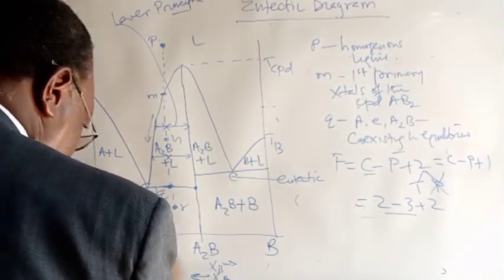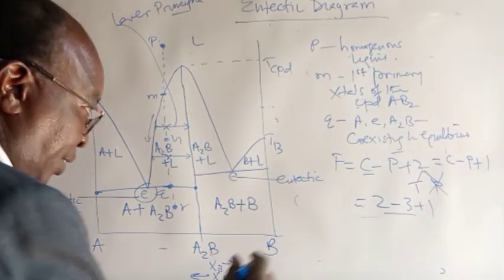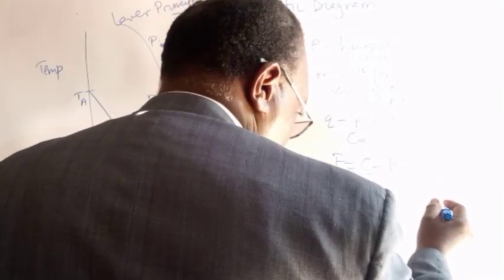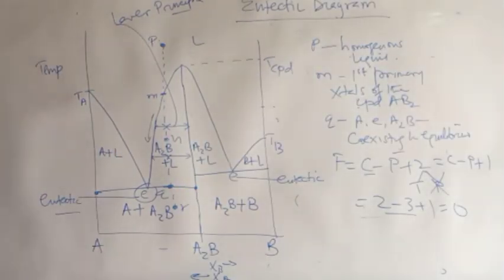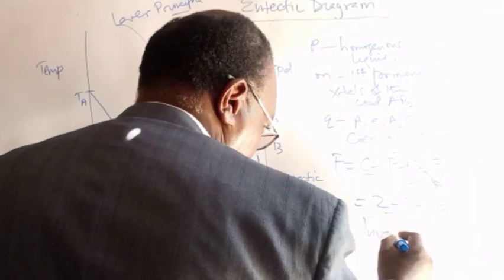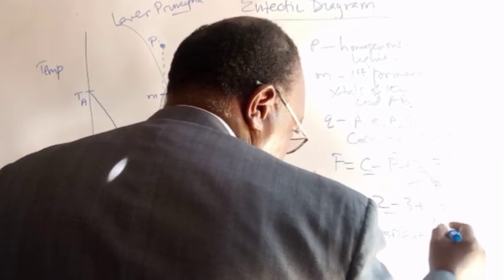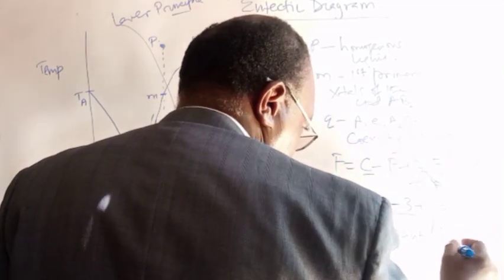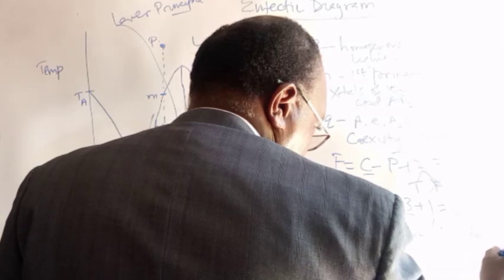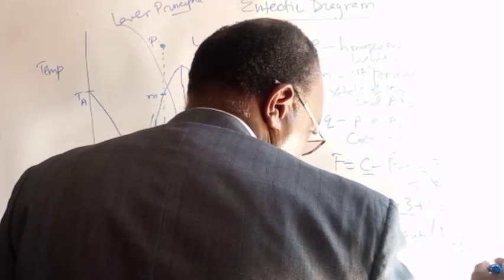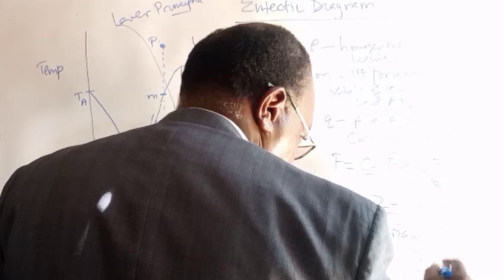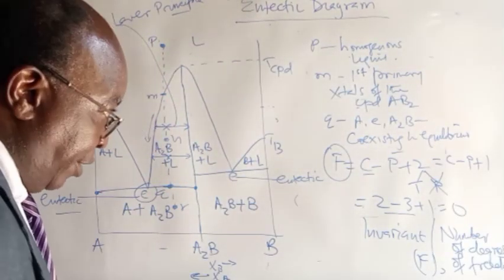So the phase rule is given by 2 for the components which we have there, and we have three phases, 1, 2, 3, and we say that pressure is constant, that is 1. So the phase rule is 2 minus 3 plus 1. This gives us 0, which means that the system is invariant, or the number of degrees of freedom is 0. And that is the variance, F. The number of degrees of freedom is 0.